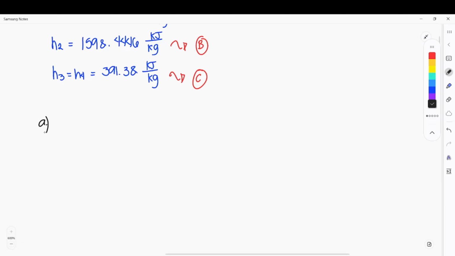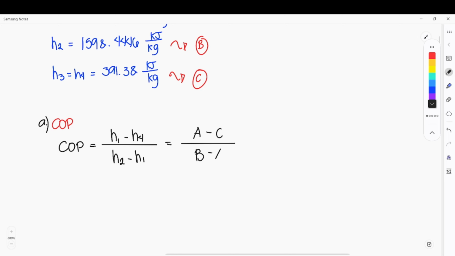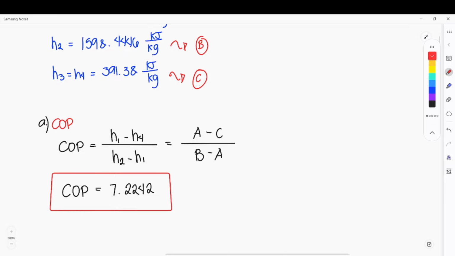Ang unang pinapahanap is the coefficient of performance or our COP. Our COP is equal to our QA over work-in, or simply in terms of enthalpy, H1 minus H4 over H2 minus H1. So, ang pipindutin mo na lang is yung naka-stored values. So, A minus C over B minus A will give you 7.2242 for your COP or coefficient of performance.